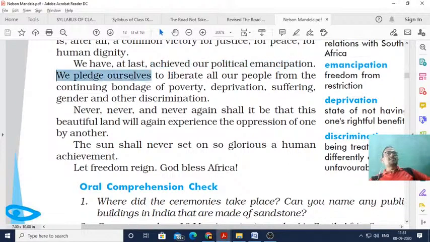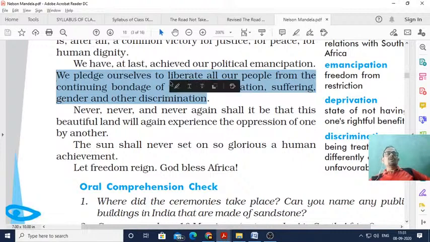We pledge ourselves to liberate all our people from the continuing bondage of poverty, deprivation, suffering, gender and other discrimination. Now he is pledging in his inaugural address to all the people, especially the black people, saying that we pledge ourselves, we swear, to liberate all our people from the continuing bondage of poverty, because they were discriminated against, the black people.